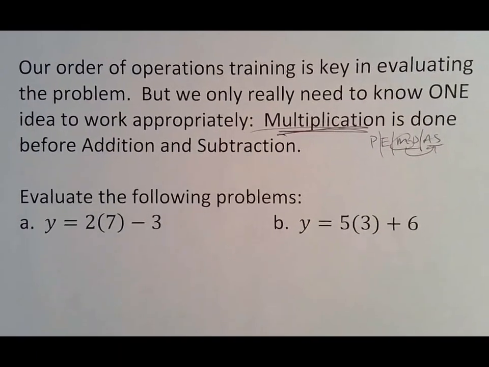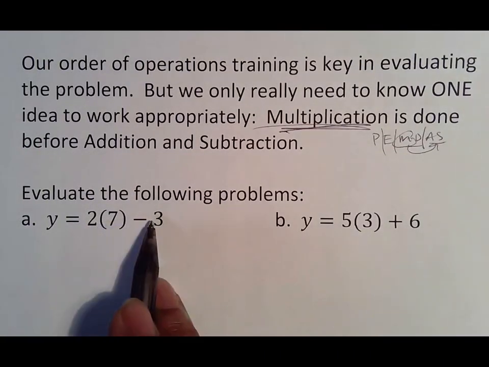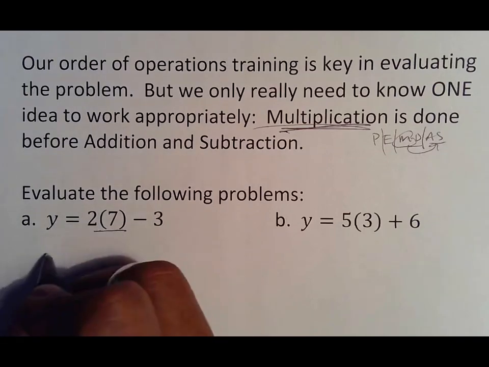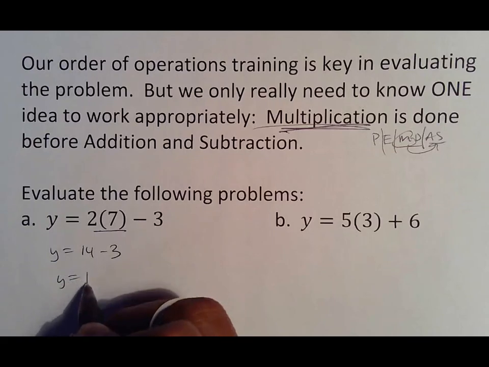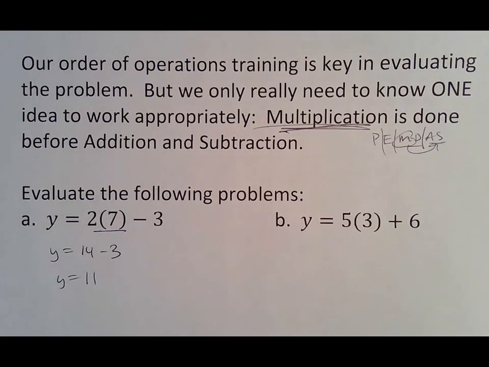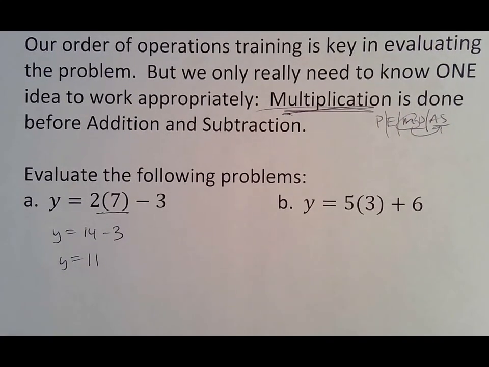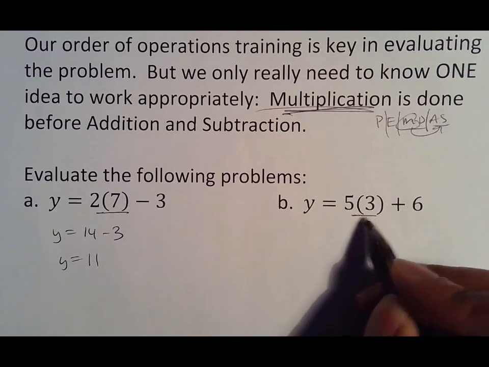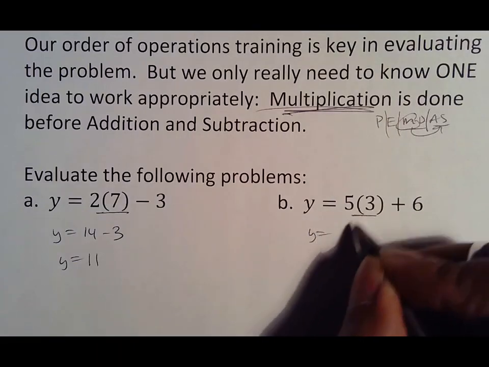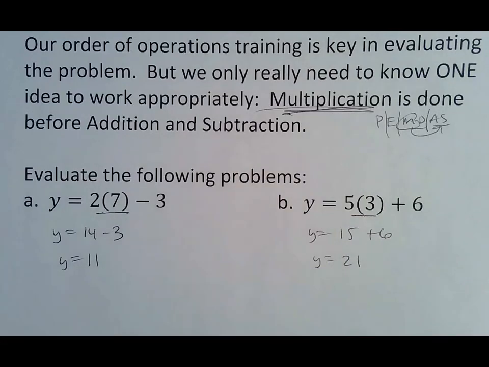We're actually going forward using it. So if we were evaluating this, you have multiplication here, subtraction here. To evaluate, we want to do the multiplication first. So it becomes y equals 14 minus 3, and therefore y equals 11. Again, simple enough. Just make sure you practice it. Make sure you stay ready, so that you're ready for the quiz whenever it pops up. But I think you can do this. Here, y equals 5 times 3 plus 6. Again, multiplication and addition. Multiplication goes first. So y equals 15 plus 6. Therefore, y equals 21.